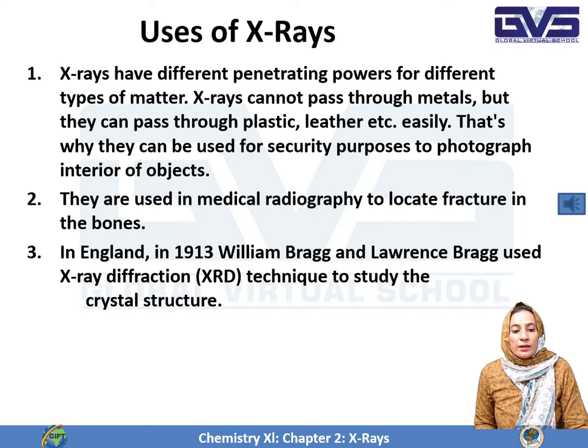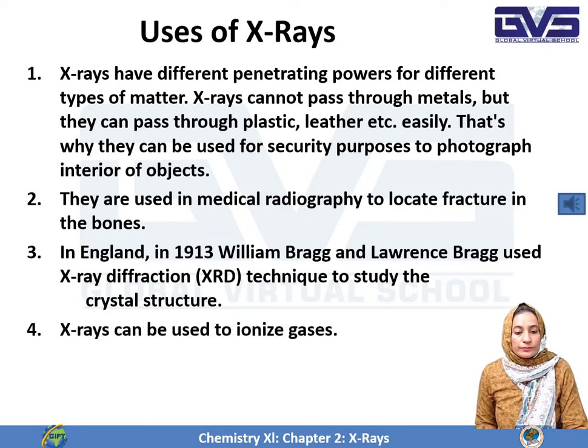In England in 1913, William Bragg and Lawrence Bragg used the X-ray diffraction technique to study the crystal structures of crystalline substances. Crystalline structures are those in which atoms, ions or particles are arranged in three dimensions, x, y and z axis. For example, sodium chloride crystal, diamond crystal. So what is their length and what is the angle? For that purpose X-rays are used, and this study is called crystallography. So this is another important application of X-rays.